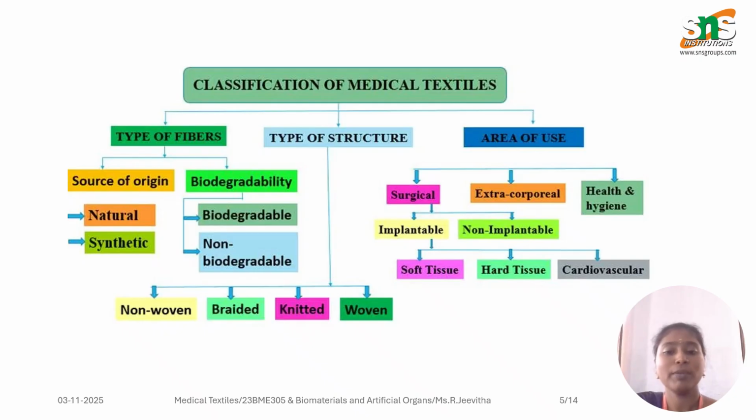And the classification of medical textiles has three types. The first one is based on the fabrics and fibers, the types of structure, and the areas of use. The types of fabrics or fibers are based on the source of origin, natural or synthetic. And then moving to biodegradability, some medical textiles are biodegradable in nature and some are non-biodegradable. And the types of structure are non-woven, braided, knitted, and woven. For the area of use, medical textiles are used for surgical, extracorporeal, and health and hygiene purposes.